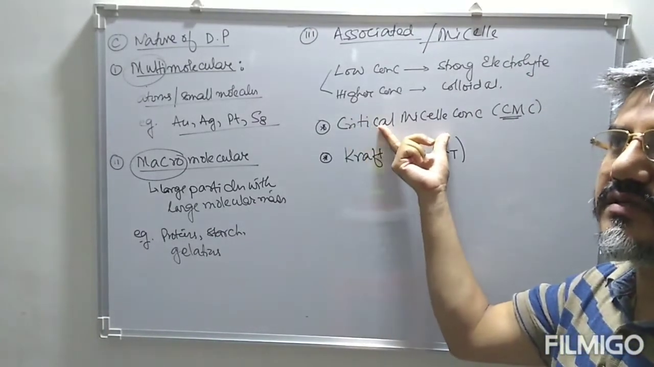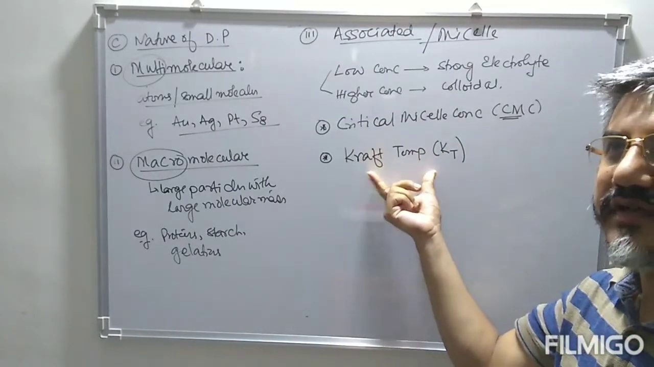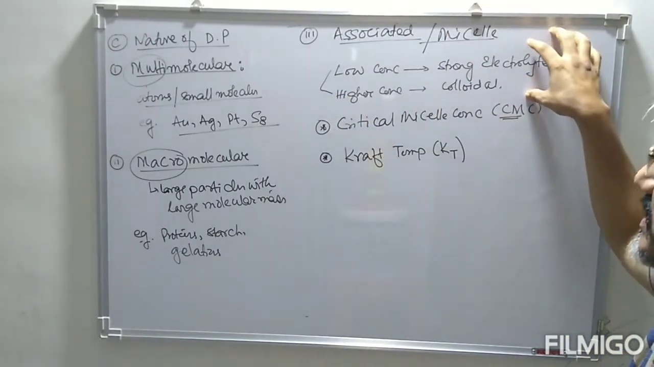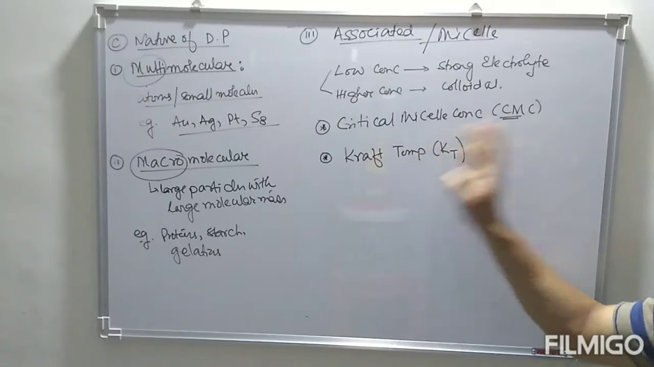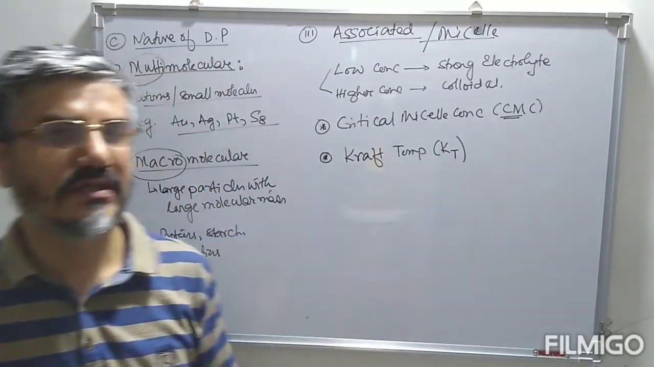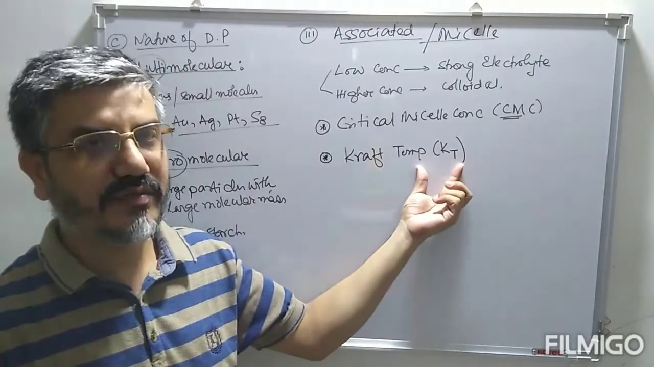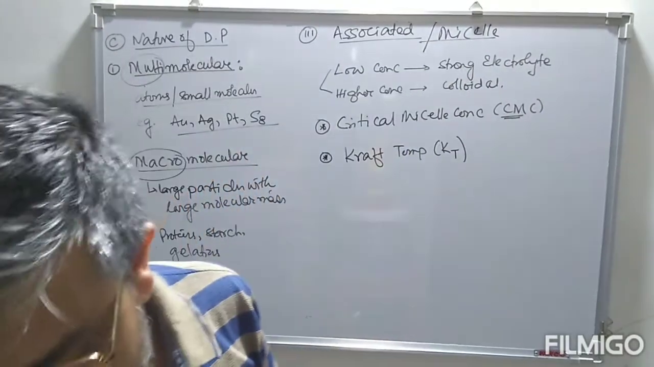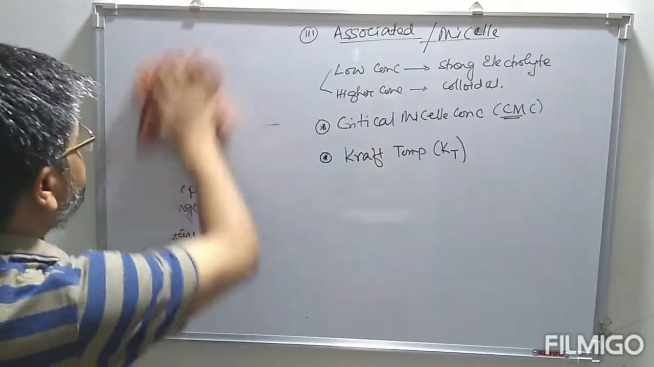Concentration should be above this minimum value, that is critical micelle concentration, and the temperature should be above this Kraft temperature. If this condition is satisfied, then this micelle formation takes place, resulting in the formation of a colloidal solution. If not, then this substance will not form micelles. Now, basically, this substance above this CMC and above this Kraft temperature forms micelles. So, what is the mechanism of micelle formation, or how does this micelle formation take place? Let's see.